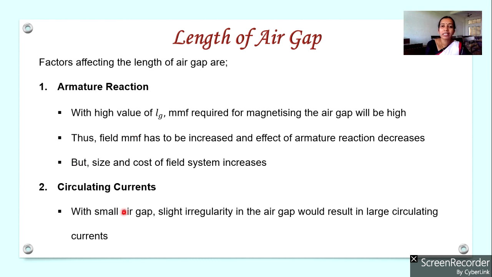Circulating currents are usually due to some irregularities in the air gap. If we are using a large length for the air gap, slight irregularities can be neglected. And if we are using a small air gap, slight irregularities will become predominant. So with a smaller air gap, these irregularities will cause large circulating currents in the machine. So go for a larger air gap.